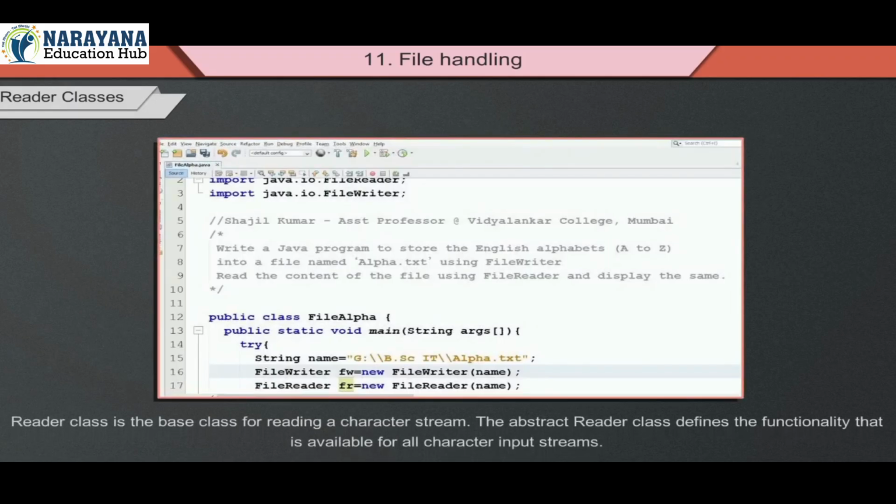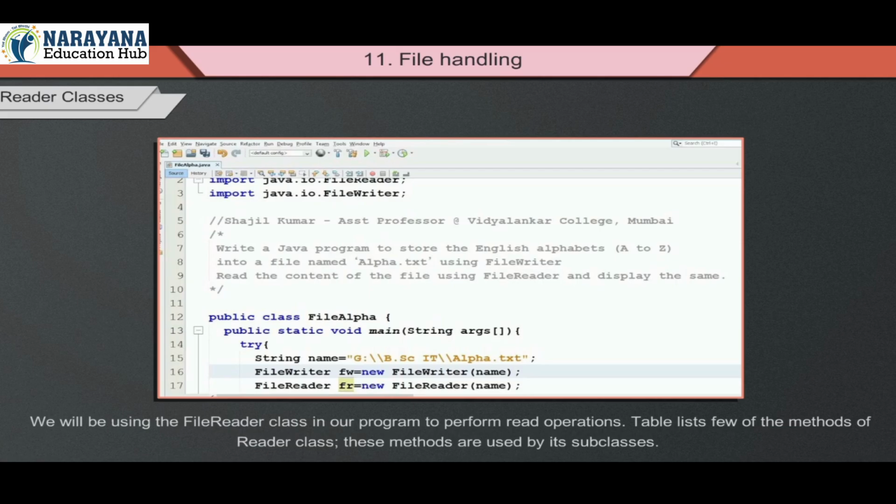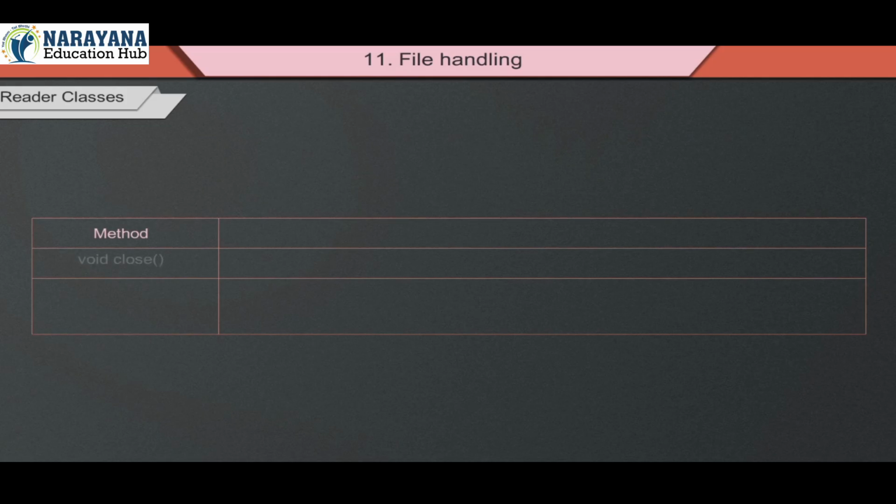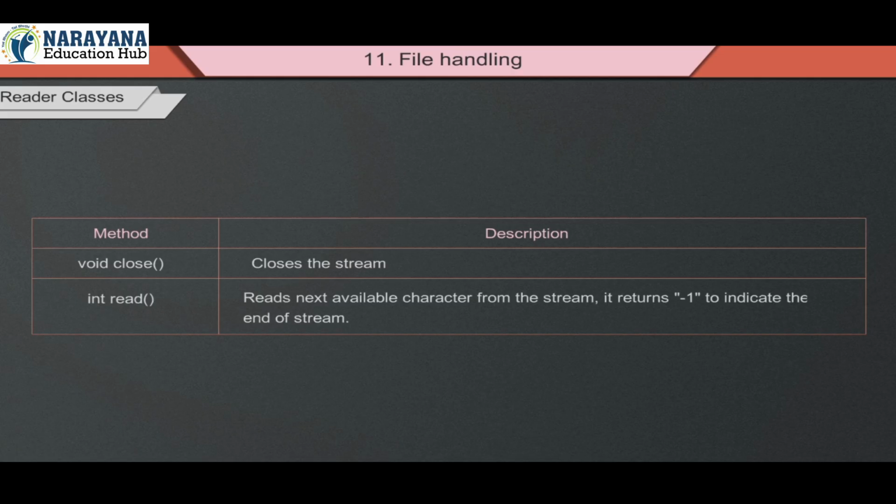Reader classes. Reader class is the base class for reading a character stream. The abstract Reader class defines the functionality that is available for all character input streams. We will be using the FileReader class in our program to perform read operations. The table lists a few of the methods of the Reader class. These methods are used by its subclasses. Method void close() closes the stream. Method int read() reads the next available character from the stream. It returns -1 to indicate the end of the stream.